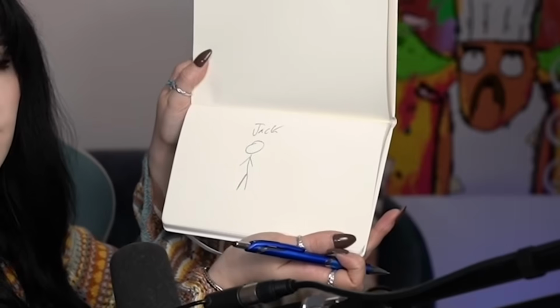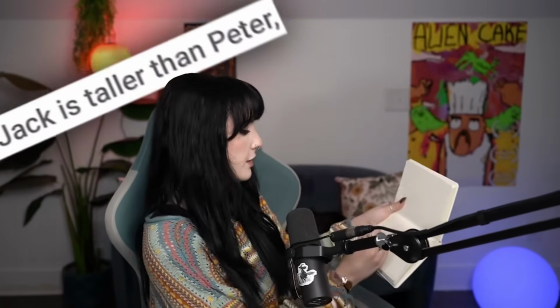What is this? I need to make a drawing. This is Jack. All right? Jack is taller than Peter. Peter is shorter than Jack. And then Bill is shorter than Jack. I kind of made them all the same height, so this is a very confusing drawing. This isn't gonna help a lot.